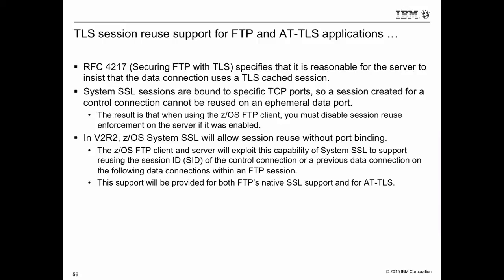And System SSL does support, or has supported, the ability to reuse TLS connections, but that's only across the same port pair. So in V2R2, System SSL has added the ability to do session reuse without port binding, meaning across multiple ports. That means that though the control connection is coming into port 21 and the data connection is coming into some ephemeral port, I can reuse it anyway in this situation. And that allows me, again, to get a small benefit by not having to set up the second TLS connection, but also to be more certain that I've actually got the two connections going to the same partner.